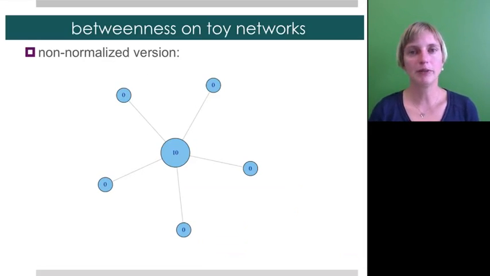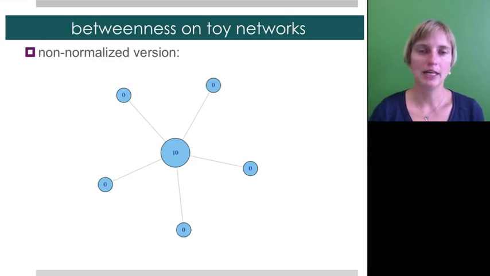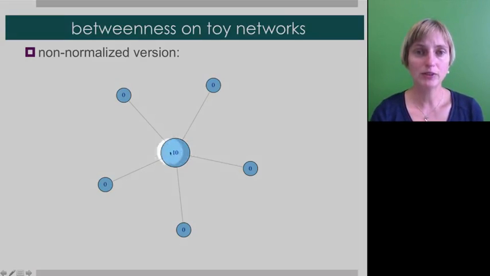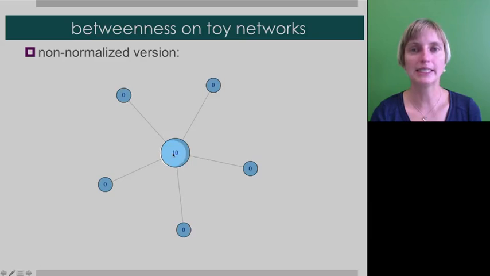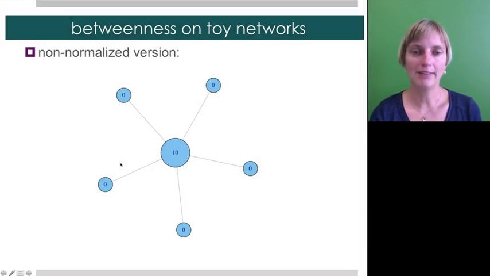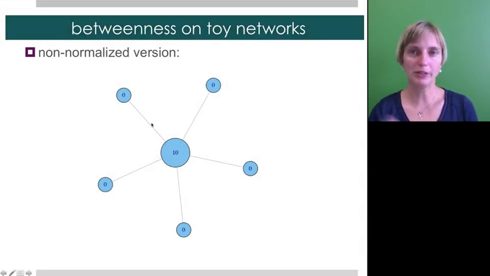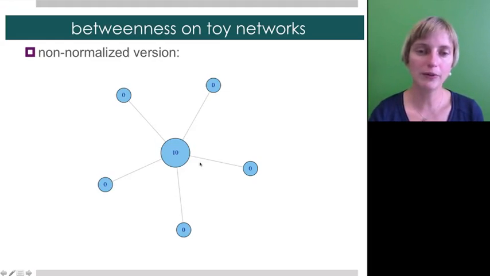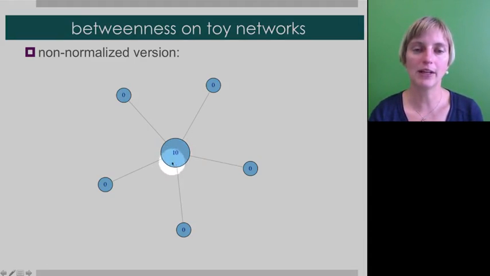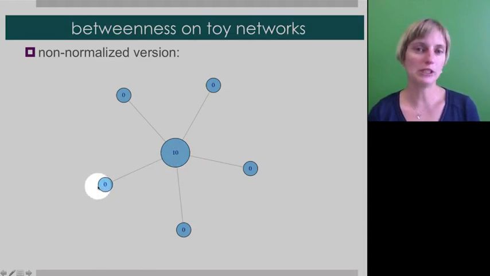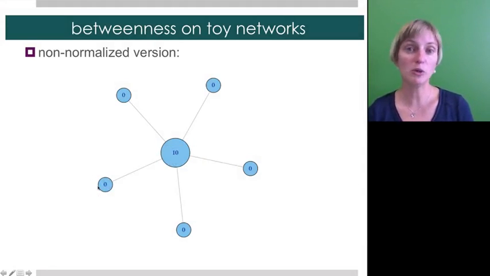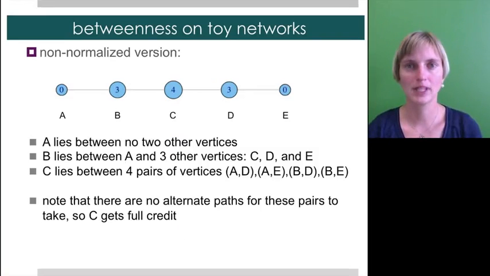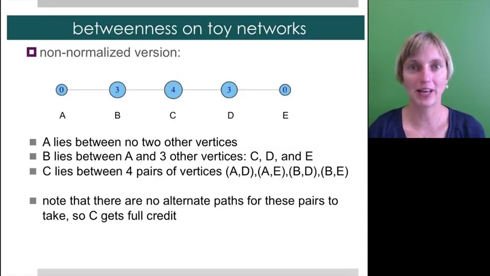So let's look at a few examples on toy networks. Here, the central node has betweenness 10 because there are 5 times 4 divided by 2, because we don't care about direction, different pairs that go through the central node in order to reach one another. But each one of those nodes individually has betweenness 0 because no one has to go through them to get to anyone else. So let's return to our line graph.